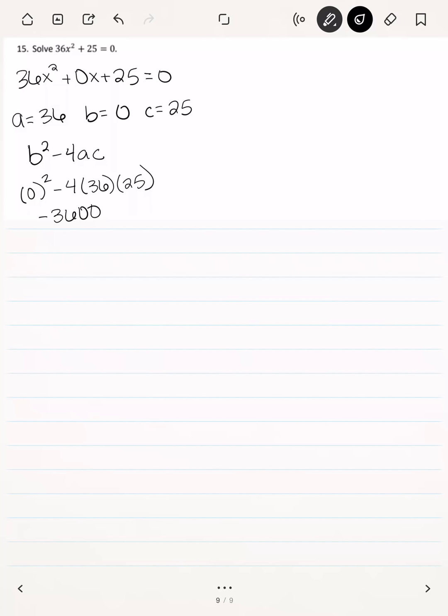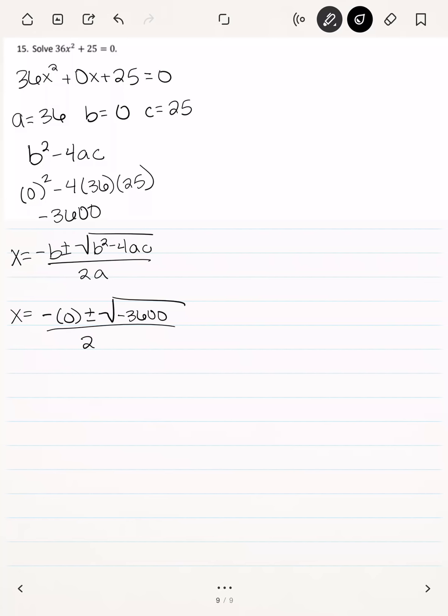So I go straight to my quadratic formula. I get x equals negative b plus or minus the square root of b squared minus 4ac all over 2a. So I plug and chug. So negative, I'm plugging in a 0, plus or minus the square root of negative 36,000 all over 2a. And remember, since that discriminant was negative 36,000, I should have 2 non-real solutions, meaning I will have i's in my answer. Oh, instead of a, I should have plugged in 36. There we go.